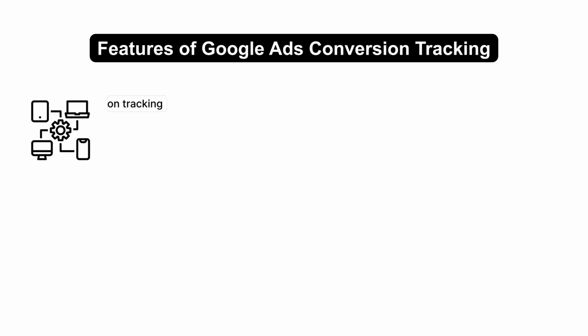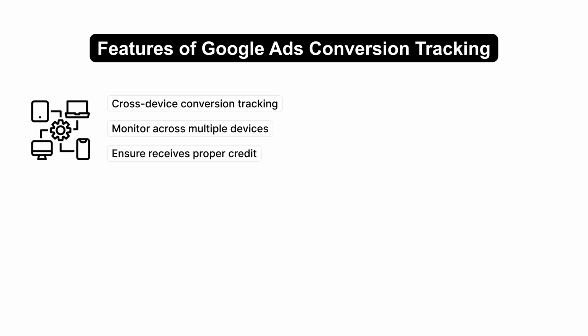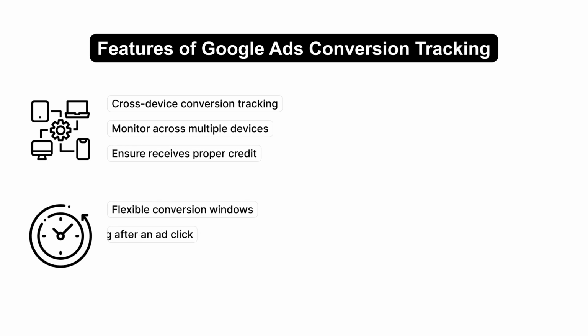One powerful tool is cross-device conversion tracking. This allows you to monitor conversions across multiple devices, ensuring the original ad click receives proper credit. Additionally, flexible conversion windows let you specify the time frame in which a conversion is attributed to an ad click. This is essential for businesses with longer sales cycles.